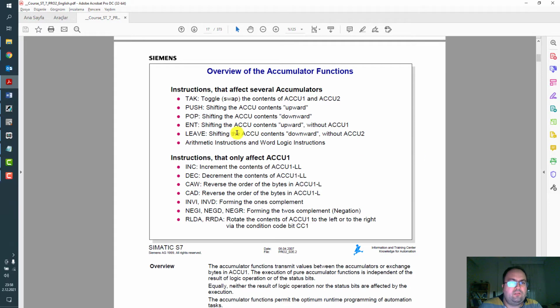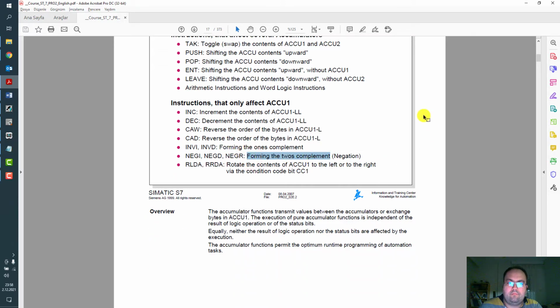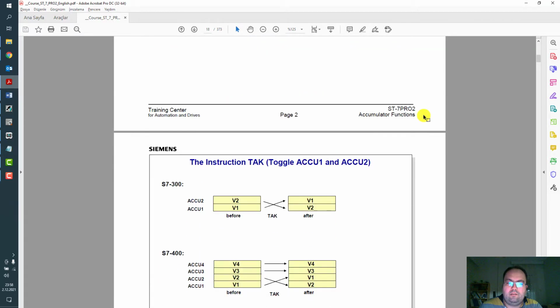In this picture you will see the overview of accumulator functions and commonly used toggle, push, pop, and these affect only AQ1: increment, decrement, reverse order, forming the ones complement, invert and complement. And next page.